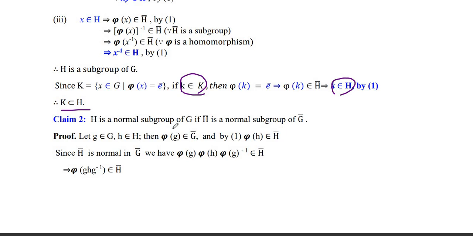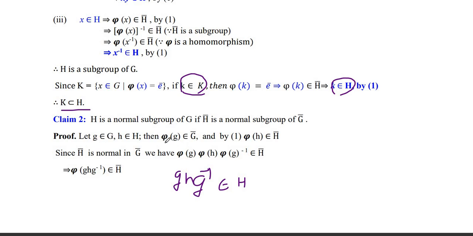So to prove that H is normal in G, we'll have to consider an element g in G and h in H, and we have to show that g h g inverse belongs to H. If we have to show that g h g inverse belongs to H, we have to show that phi of g h g inverse belongs to H bar. So how is that established?